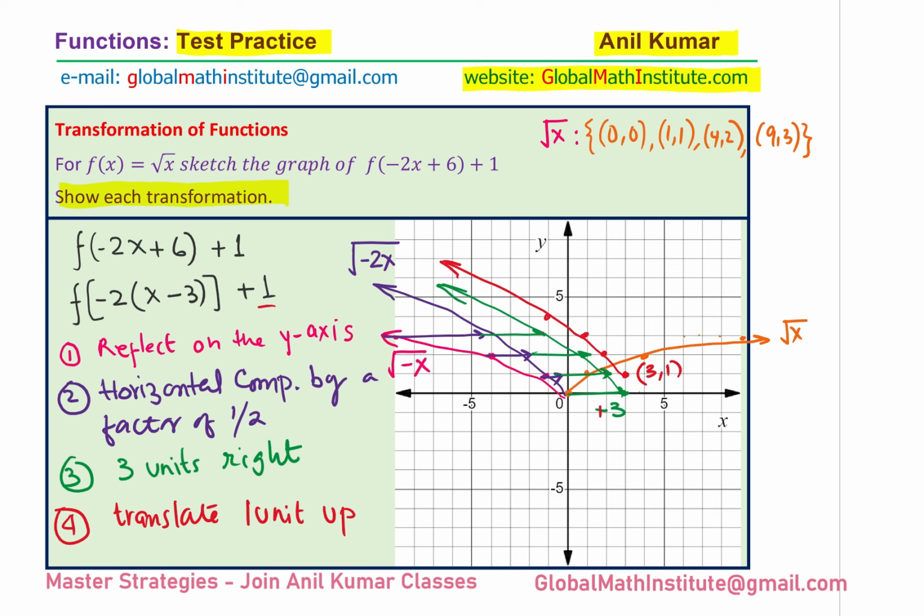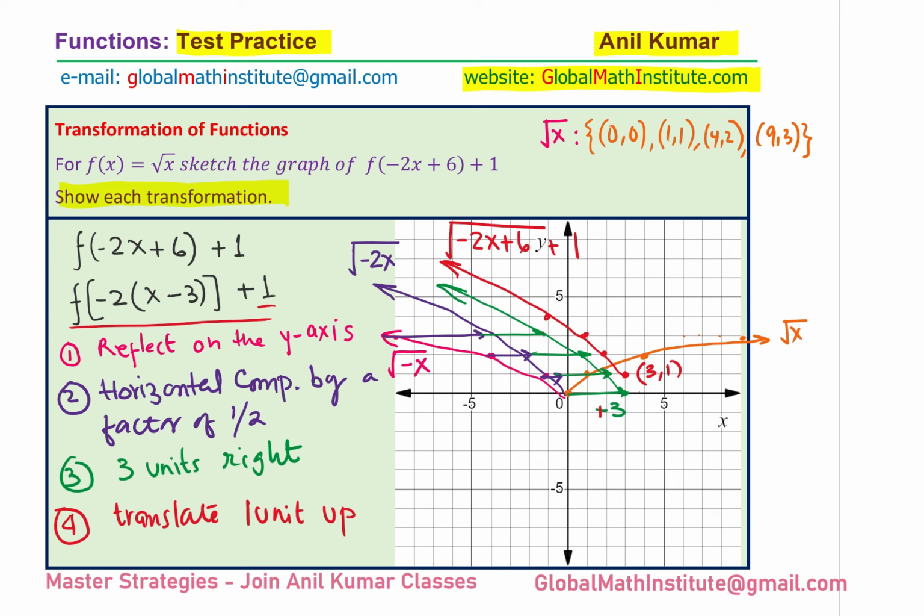Right? This is not minus, this is plus only. We just moved it 3 units to the right. So that is your final answer. Do you see that? Perfect. So that is how you're going to show all these steps. And this is your final function, which is square root of minus 2x plus 6 plus 1, correct? Which could also be written in this fashion. Are these steps clear to you?